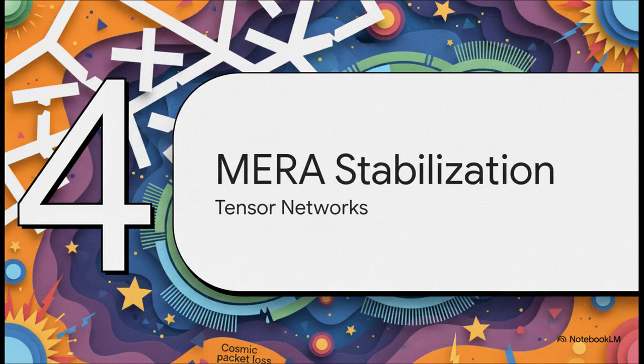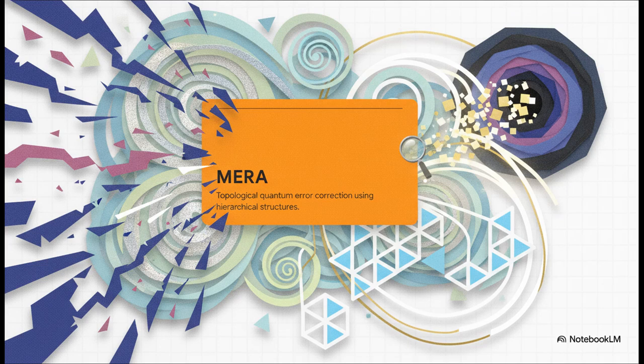Which leads us to Section 4, Mira tensor network stabilization. So, to stop cosmic packet loss and phase decoherence during these crazy high-load network conditions, the OS deploys Mira tensor networks.